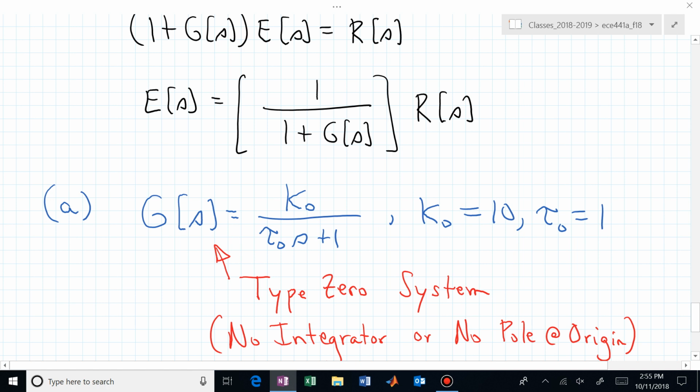And now I want to emphasize the use of this descriptor of a type 0 system. A type 0 system means that we have 0 integrators, pure integrators, or we have 0 poles at the origin in this particular system, G of S. We don't have an S all by itself like that in our denominator. If we had that S sitting there, then this would be a type 1 system. We would have a pure integrator in that system. At this point, we do not in this specific G of S.